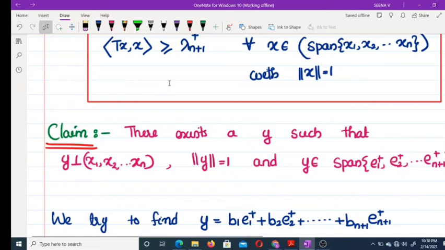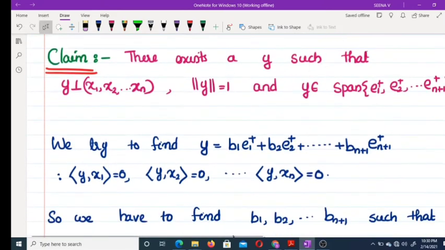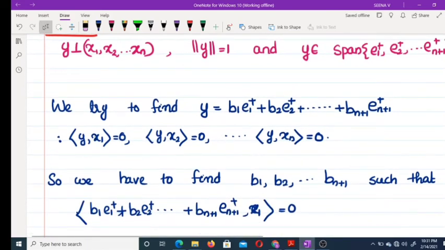xn. Also y belongs to the span of e1, e2, etc., en plus 1. So we have to find a y such that y is in the span. That means y is a linear combination of e1, e2, etc., en plus 1. And we have to find y such that y is orthogonal to x1, x2, etc. That is, inner product of y and x1 equal to 0, inner product of y and x2 equal to 0, etc., inner product of y and xn equal to 0.